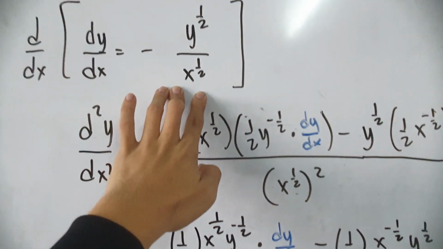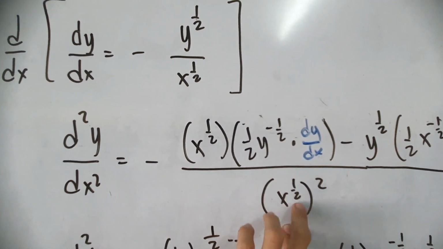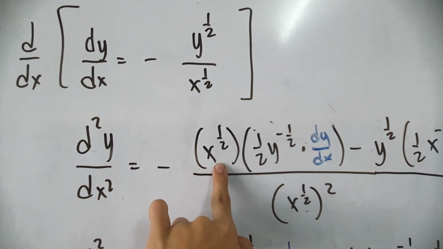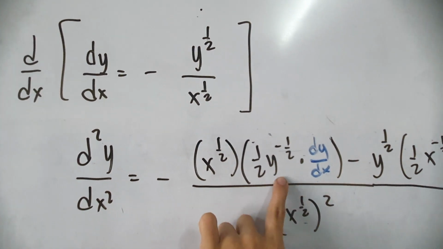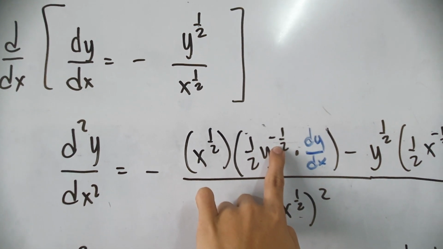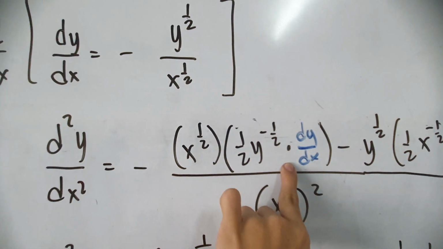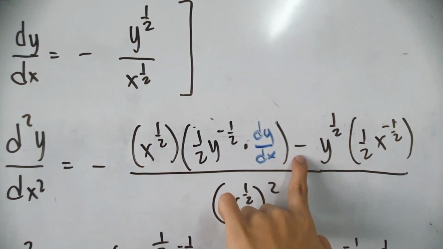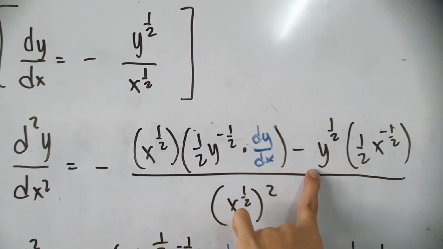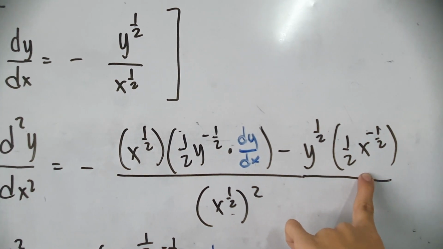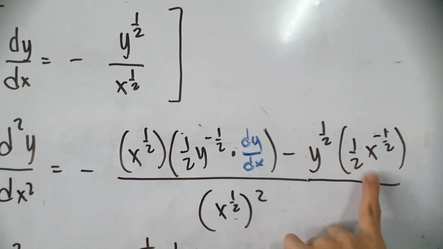Square the denominator. So we have square the denominator. We will be cancelling the square root. Copy the denominator. Derivative of y raised to the power of 1 half. We have 1 half y raised to the power of negative 1 half. And then the derivative of y, since it is not agreeing, dy over dx. Minus, copy the numerator, y raised to the power of 1 half, and then the derivative of the denominator, 1 half x raised to the power of negative 1 half.